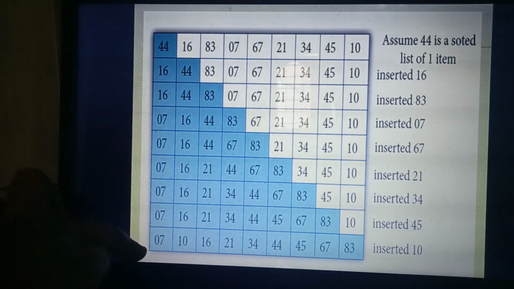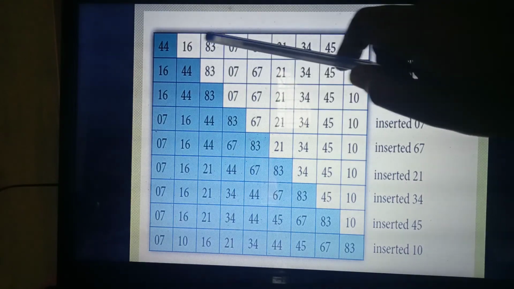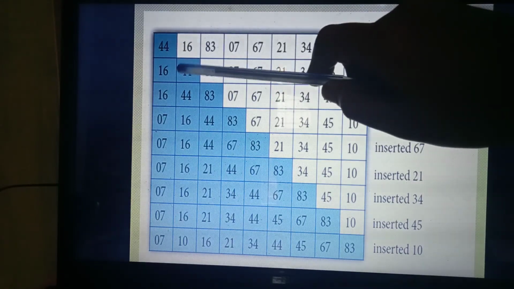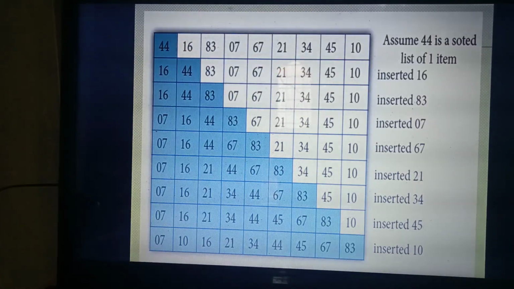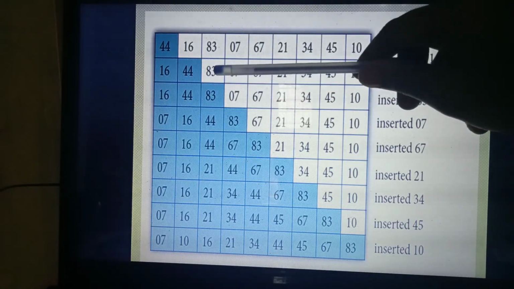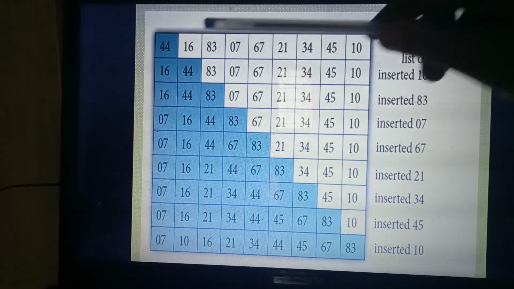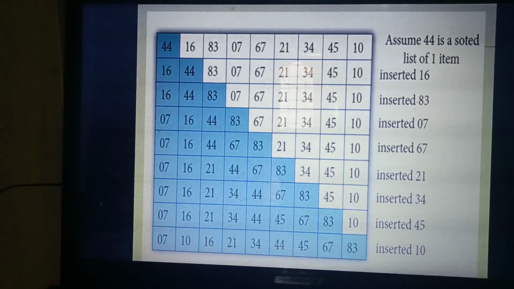Next, how many passes will it require? 8. Understand? Yes. First you are inserting the element 44. No sort is there. Next you are inserting 16: compare these two elements, the smallest is 16, and 16 needs to come at the first. Then compare the third. Which one will become first? 16. Next you are inserting 83. Already it is in order, so no need to insert anything. Next you are inserting 7.